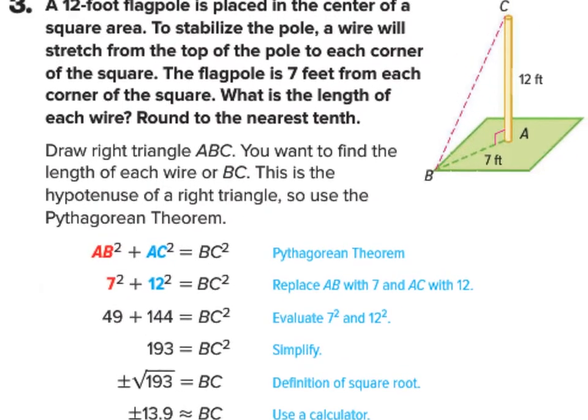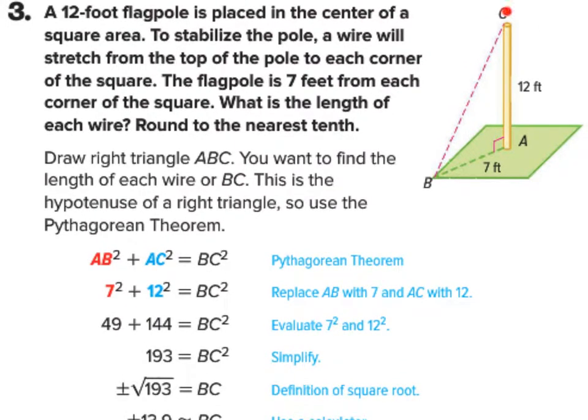The triangle that was drawn here has been labeled A, B, C, right? So that we can measure our side. This is length BA, this is length CA, this is length BC, and so on. So draw a right angle triangle labeled ABC. You want to find the length of each wire, or BC, right? This is the hypotenuse of a right triangle. So use the Pythagorean theorem.